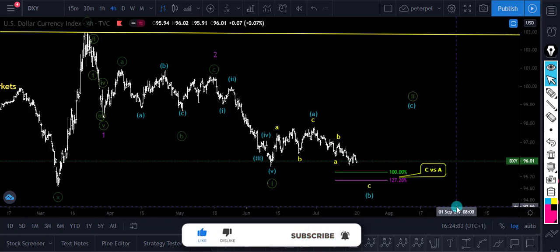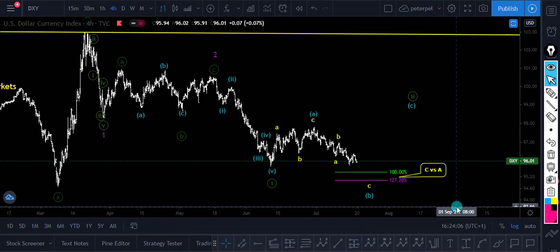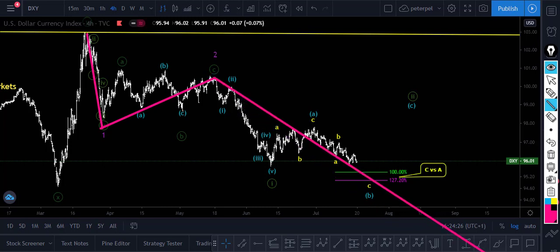We are starting our analysis looking at the dollar index. I've been bearish on it for some months now, and this is what we are looking at this week. We've seen purple wave 1, then purple wave 2. Then we are anticipating purple wave 3 downwards.